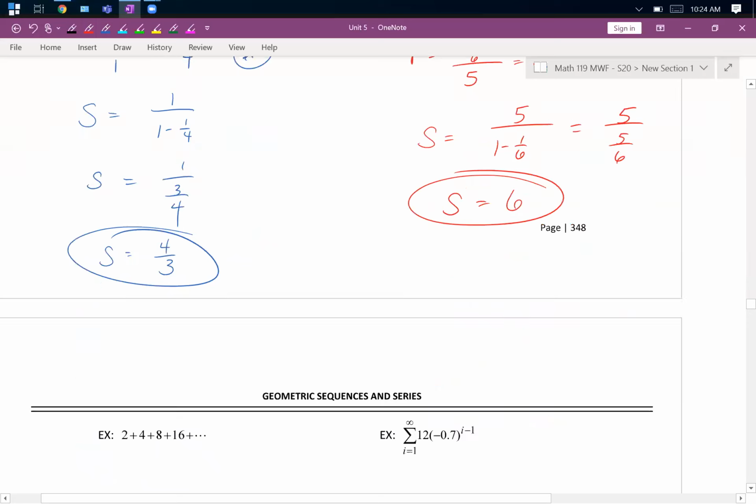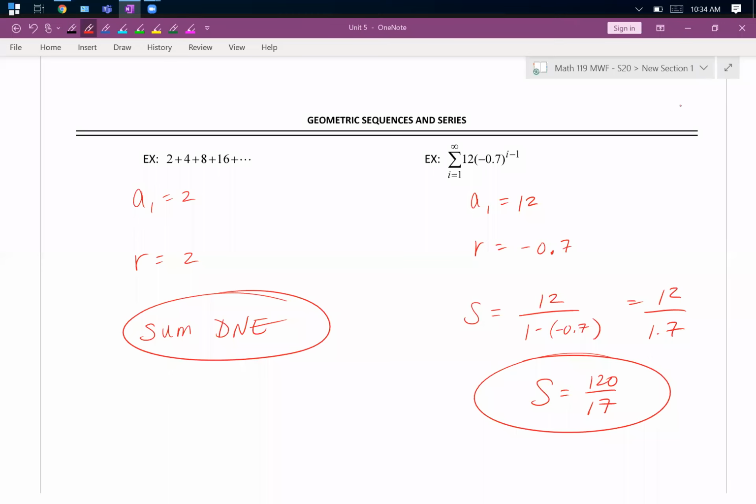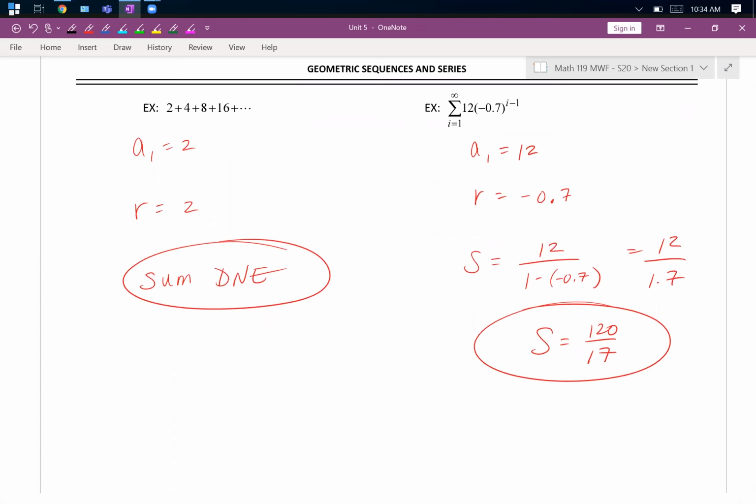All right, I'm going to put you guys into groups and let you do the next two. All right, so the first one did not exist because we had an r value greater than 1. Our second one, we had an r value of negative 0.7, so our infinite sum did exist. We get 120 over 17. Questions at all on geometric sequences?